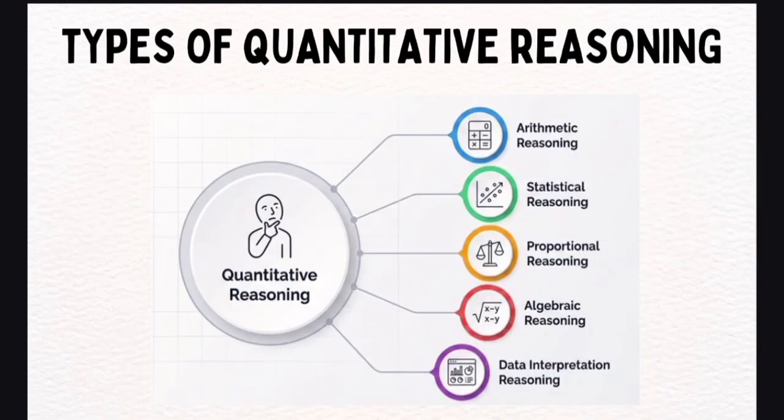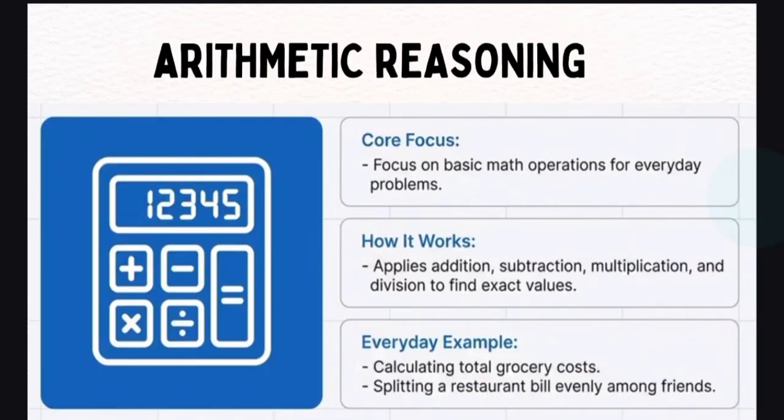Now let's move on to the major part of the topic, that is types of quantitative reasoning. Here mainly I am discussing 5 types of quantitative reasoning, and they are: first one, arithmetic reasoning; second, statistical reasoning; third, proportional reasoning; fourth, algebraic reasoning; and fifth, data interpretation reasoning. So the first one, arithmetic reasoning.